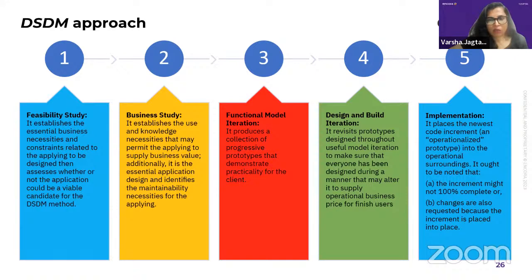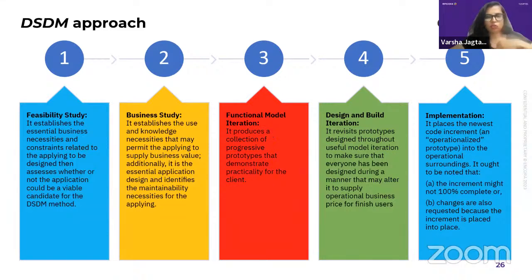And then the functional model iteration: if you see from the fourth phase, the design and actual build iteration would happen. The functional model iteration produces a collection of progressive prototypes that demonstrate practically for the client. It would still be kind of on paper. Simple thing: you are designing a logo. What color would the logo be, how would it be designed, and what do you need to design that logo? That kind of functional model iteration level discussion happens at the third phase.